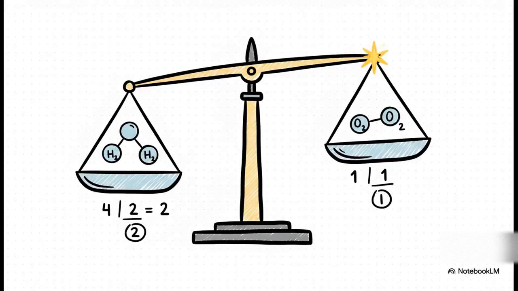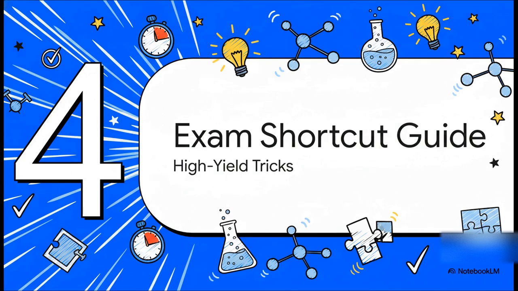We just follow the steps. For hydrogen, we take our 4 moles and divide by its coefficient 2, which gives us a value of 2. For oxygen, we take its 1 mole and divide by its coefficient 1, which gives us a value of 1. And since 1 is obviously smaller than 2, oxygen is our winner. Well, loser, I guess, since it's the one that runs out first. That's our limiting reagent.